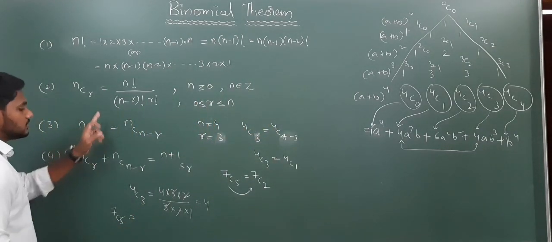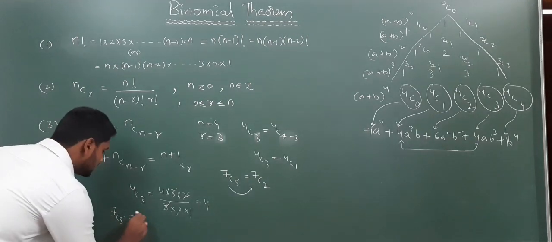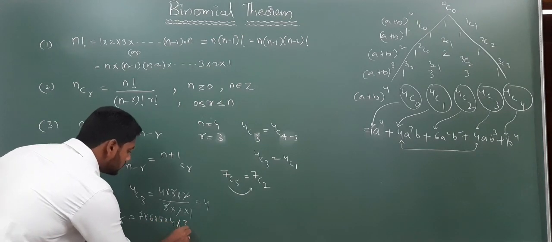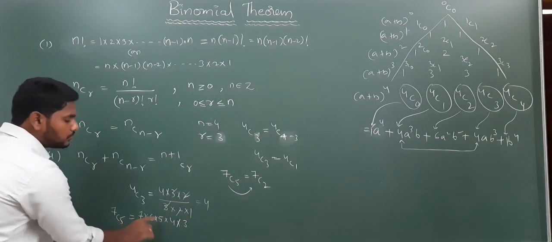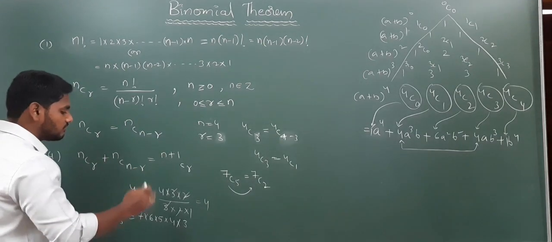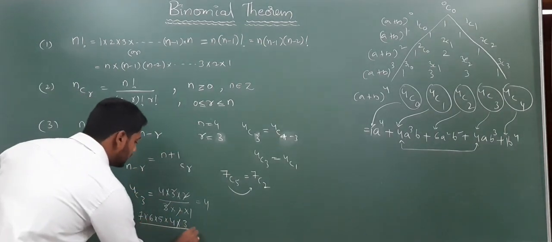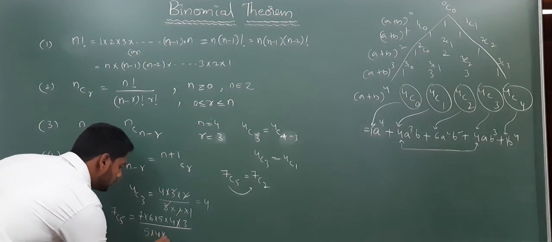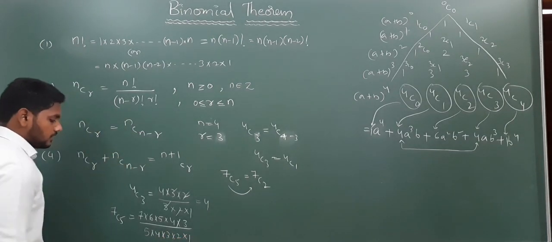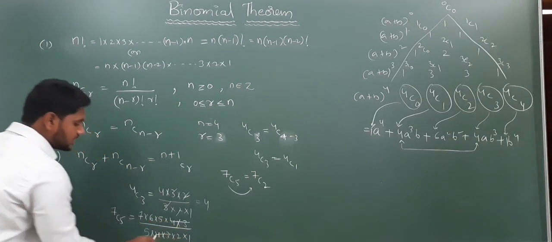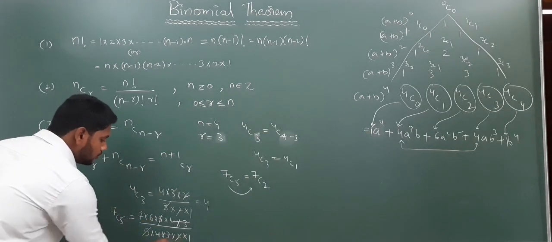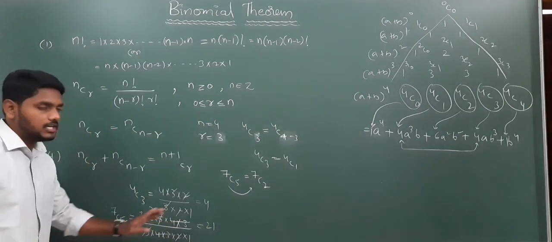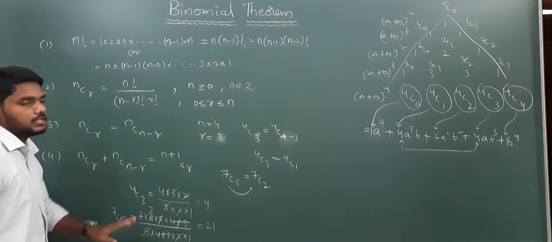7C5. Instead of using this formula, the value of 7C5 is 7 you decrease 5 times: 7 into 6 into 5 into 4 into 3. Divided by 5 you decrease: 5 into 4 into 3 into 2 into 1. Now 4, 3 cancel, 5 cancel. 2 ones are 2, 3 twos are... nothing but 7 threes are 21. The value of 7C5 is 21. If you check through this formula also, you will get the same.